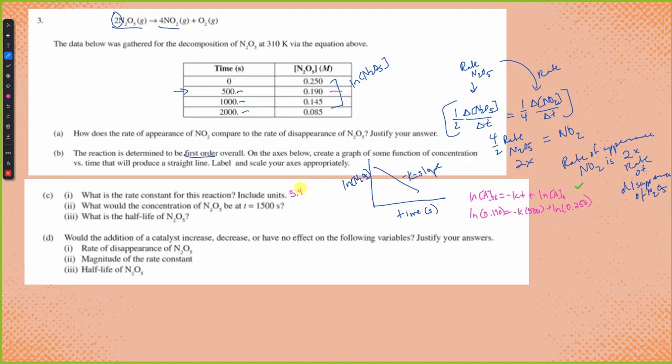What happened to my pen? It went away. 9 times 10 to the -4. First order would be 1 over seconds. And remember those units for the k is always like one single point on the FRQ if they have it there. So make sure that you always put in those units correctly.